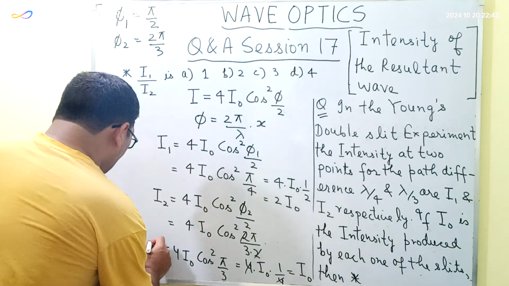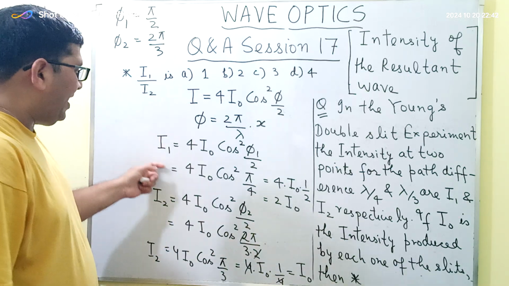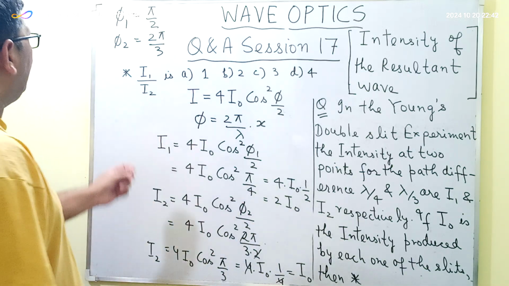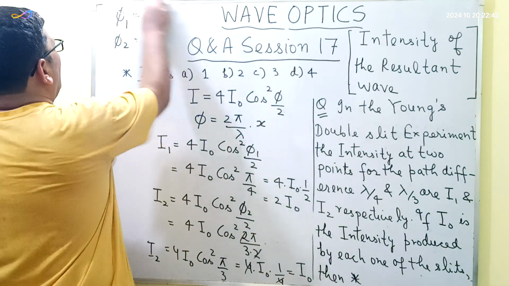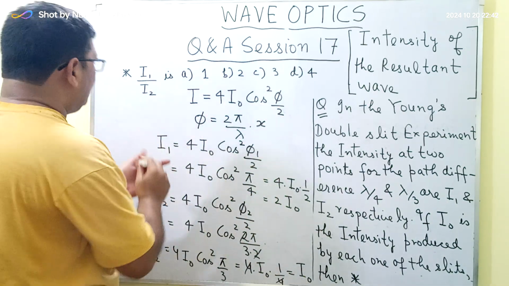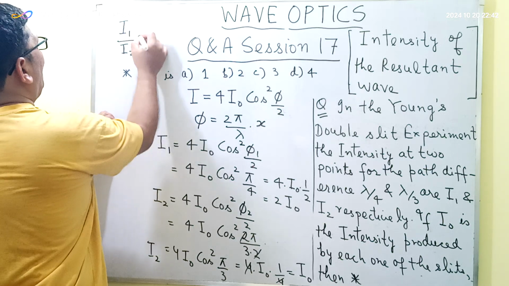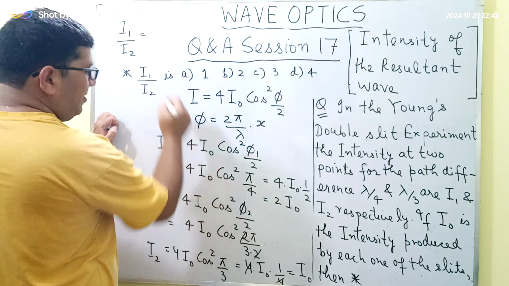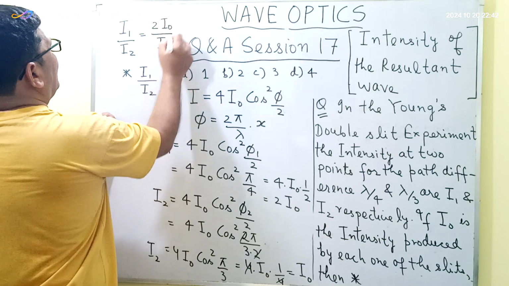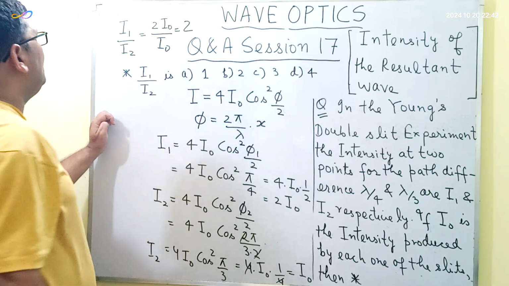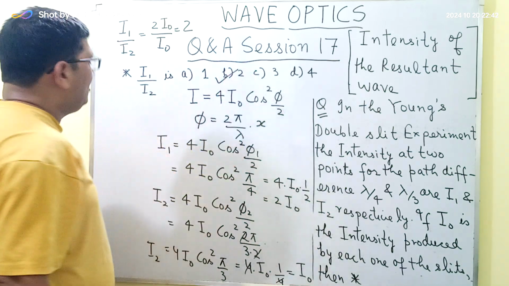So the value of I2 is equal to I naught and the value of I1 is equal to 2 I naught. So I1 upon I2 is equal to 2 I naught divided by I naught, and this is equal to 2. So the correct option is B, that is 2.